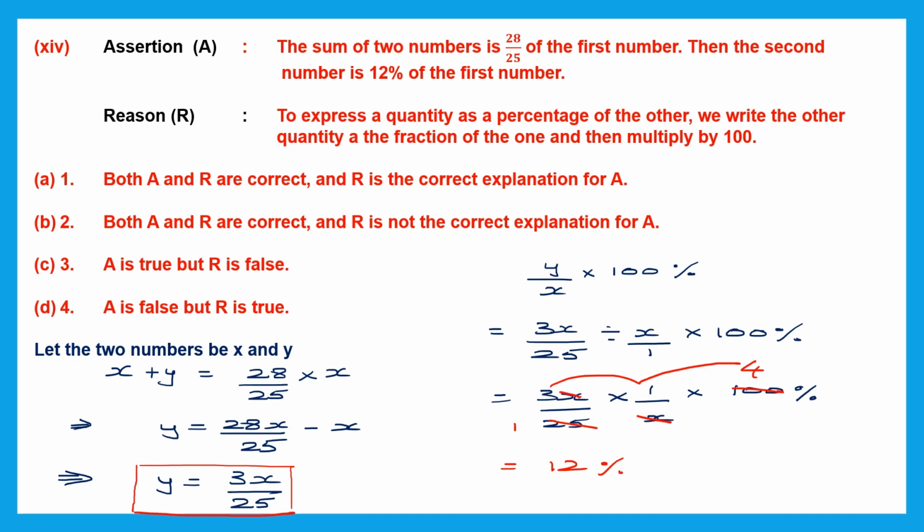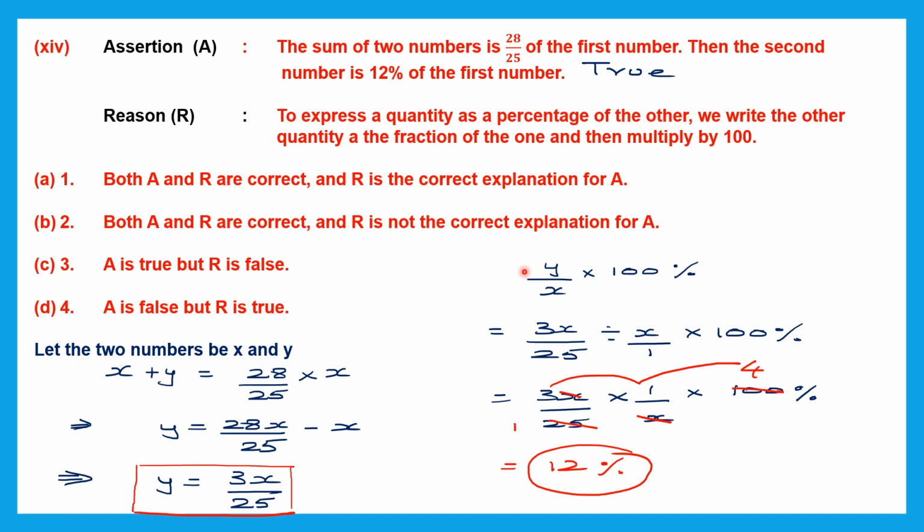So here we've got 12% and let's see what the reason says. The assertion says it is 12% of the first number. So the second number is 12% of the first number, which we have found. That means assertion A is true. Assertion A is true. Now reason R states to express a quantity as a percentage of the other.